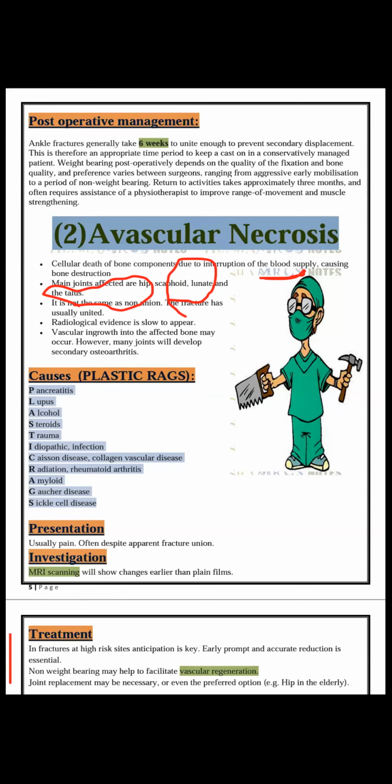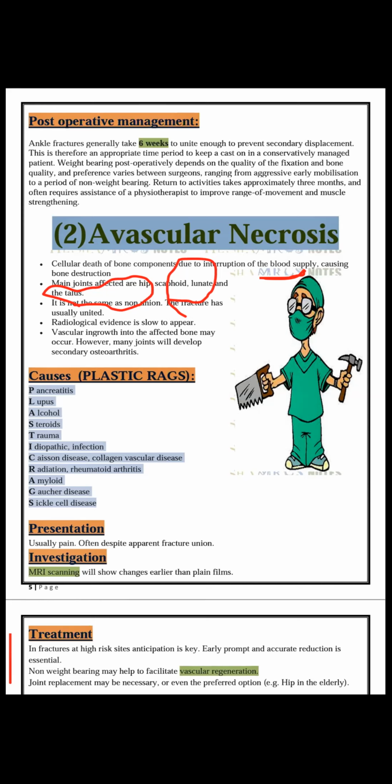Causes of avascular necrosis are collected from the official site of the MRCS as PLASTIC RAGS: Pancreatitis, Lupus, Alcohol, Steroid and trauma, Infection and Caisson disease, Radiation or Rheumatoid arthritis, Amyloid, Gaucher and Sickle cell disease. Your patient will present late after the onset of a fracture to any bone which is more liable to avascular necrosis. Here you will have severe pain, limitation of movement, and also your fracture has been united.